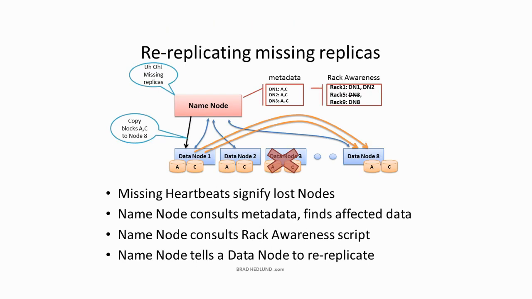Okay, so yeah, this is what I described just now. You know that data node 3 is dead, and you know that it was on rack 5. So now take A and C and distribute them to node 8, for example.